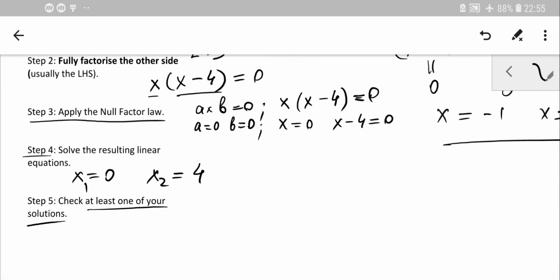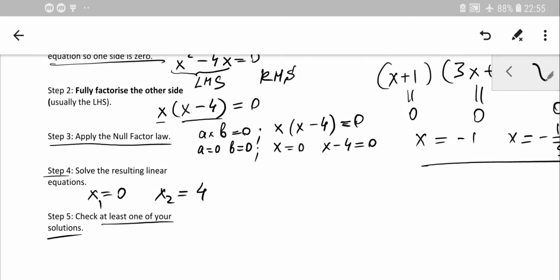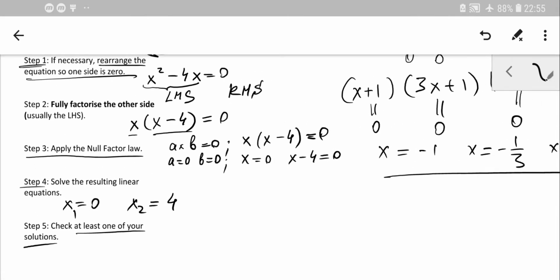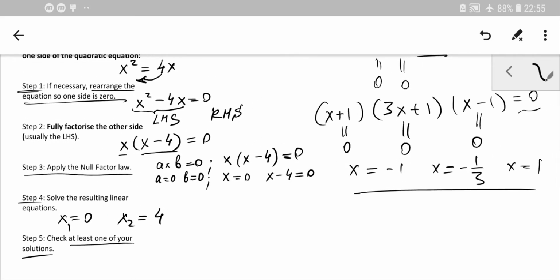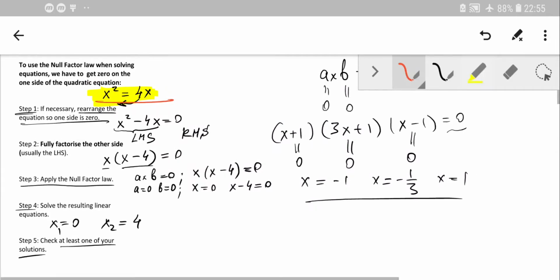Check at least one of your solutions. Actually, guys, I recommend checking both, and you know how to do that. You need to put those solutions into the original equation, one more time, the original. You need to always check the original one, because if you plug it into an intermediate step, you might already have made a mistake or errors. So to avoid that illegal way of checking, always put your solutions into the original equations.